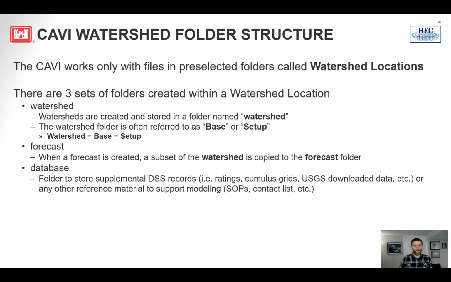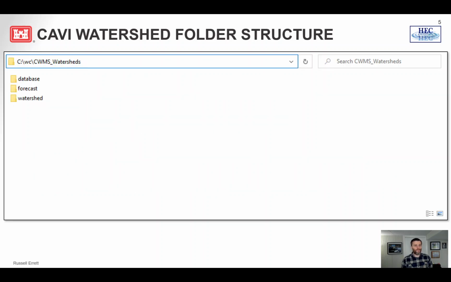So let's look at these watershed directories, and I really want to talk about the forecast and watershed folder specifically. So as we described earlier, when you're defining your watershed locations, this one's CWC watersheds, and we have our three folders here. So let's look at the watershed folder itself and what that looks like when you're going into it.